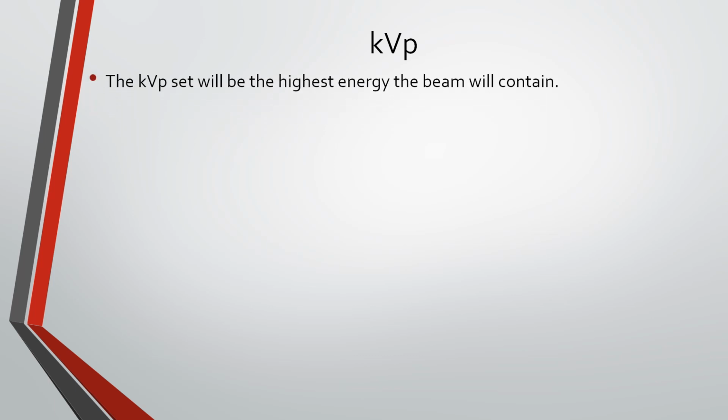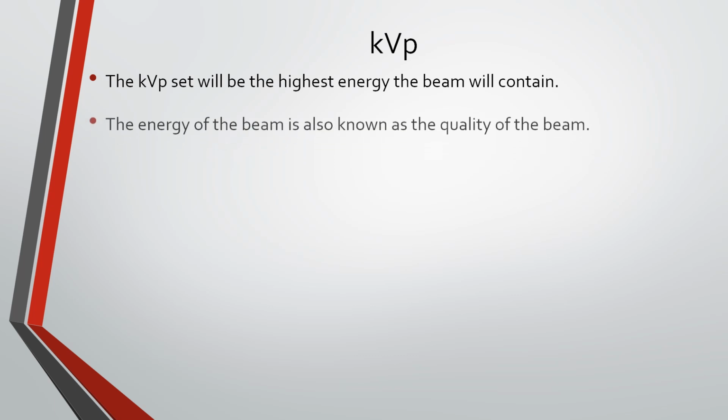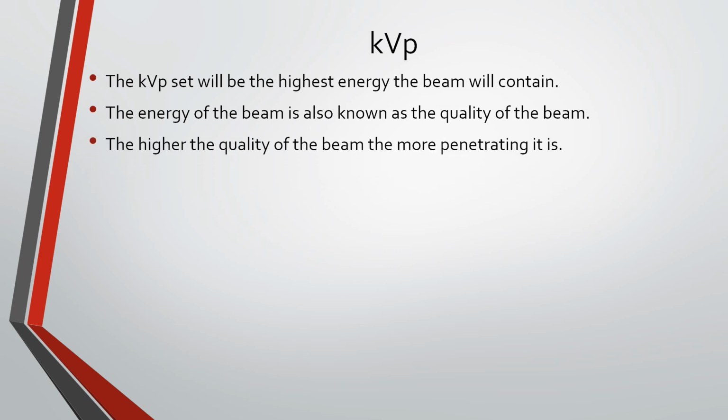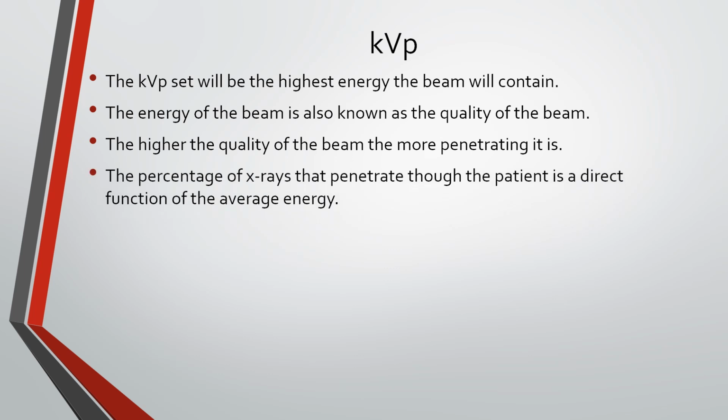The kVp set will be the highest energy the beam will contain. The energy of the beam is also known as the quality of the beam. As we talked about, the higher the quality of the beam, the more penetrating the beam is. So the quality and the penetration of the beam are directly related. The higher one is, the higher the penetration is too. The percentage of X-rays that penetrate through the patient is a direct function of the average energy of the beam. The average energy is increased with an increase in the kVp.